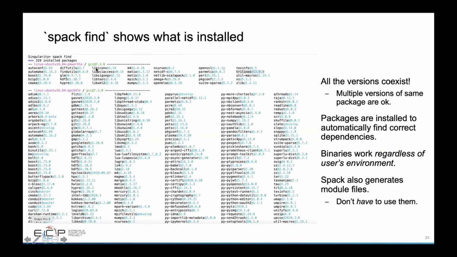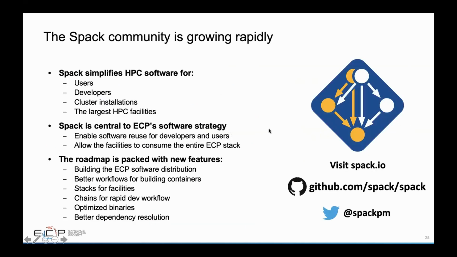Now we use it to build a number of these packages, and you can see over here all of these packages built for the Power9 PPC64LE architectures. You can just say spack find and it will show you the different packages. Then you can say spack load and it will load that. So Spack simplifies HPC software for users, developers. You can learn more about it at spack.io. And Spack is central to ECP's software strategy.